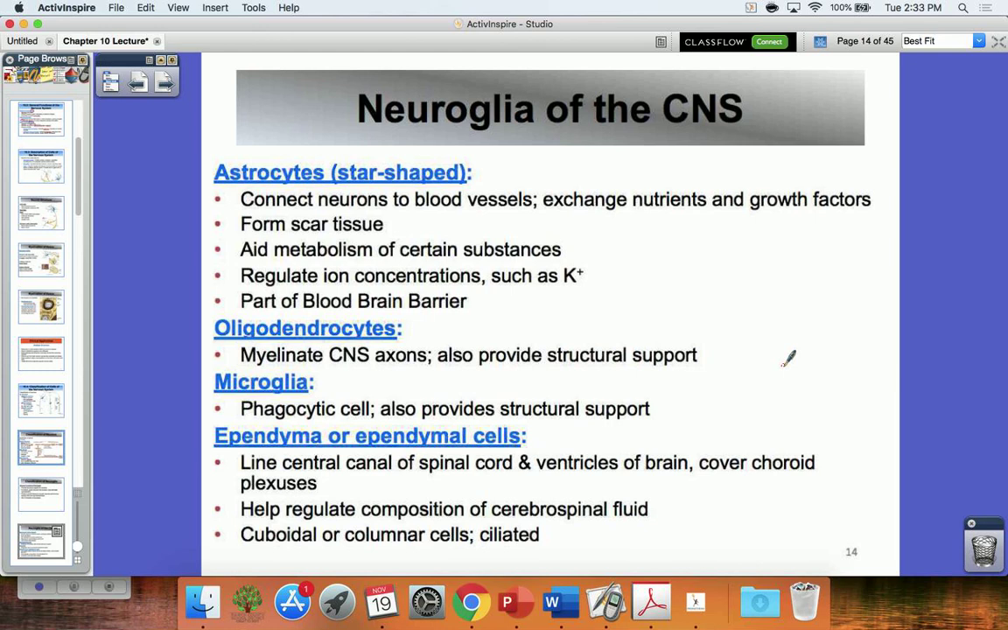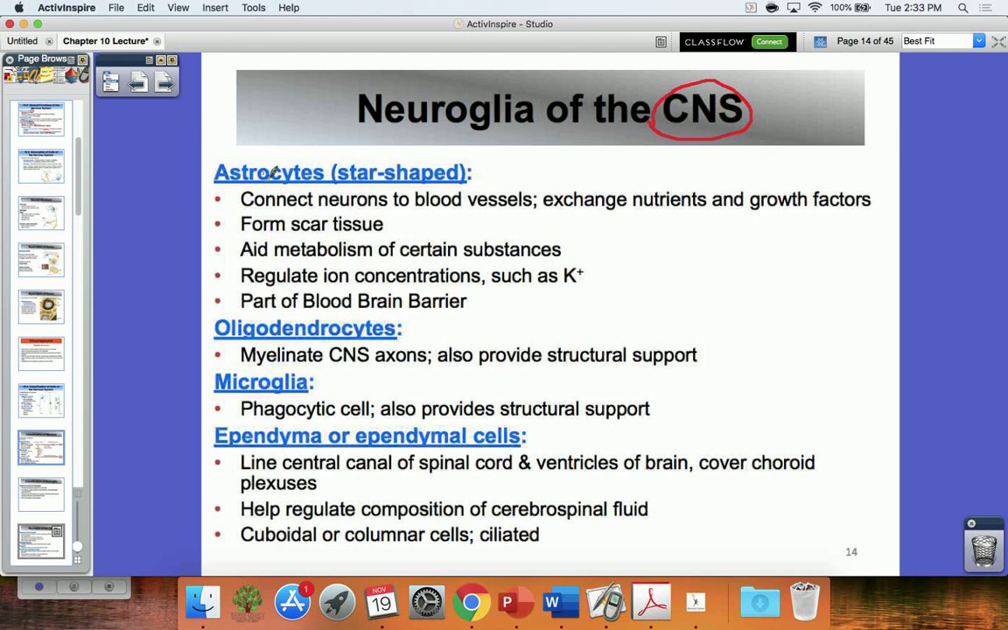And so some of the neuroglia that we have in the CNS, I want to emphasize that the ones that we're talking about now are found in the CNS. So these are in the brain and spinal cord only. So the very first one are astrocytes.